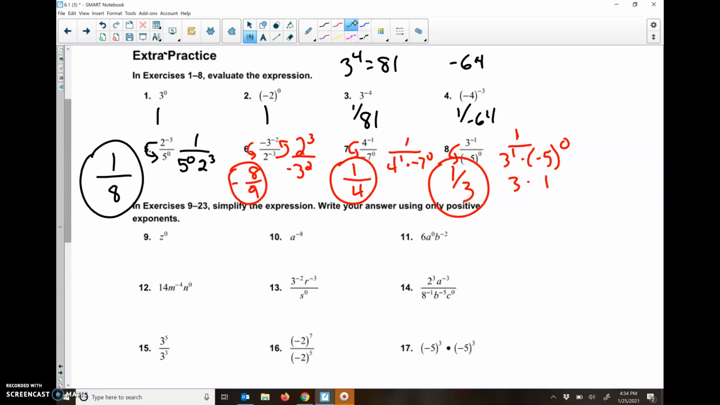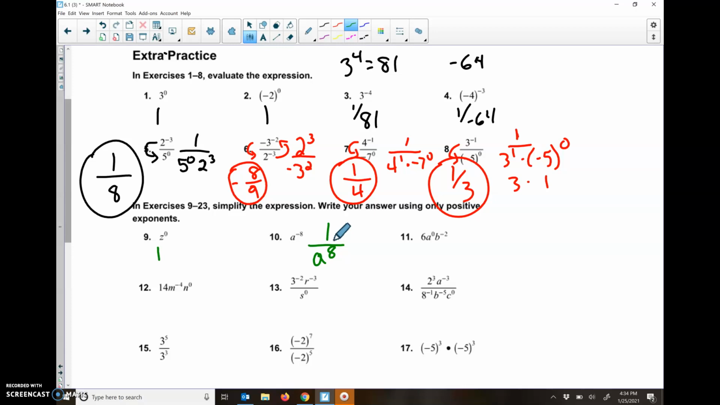Okay. Now we have some with variables as exponents. So z to the 0 power is 1. Remember, it doesn't matter what z is, even though we don't know what z is. Anything to the 0 power is 1. Now there's some exponents in here. So a to the negative 8th. Let's pretend it was like a 3 or something to the negative 8th. We would flip it. So 1 over a to the 8th. And we can't do anything else after that because we don't know what a is. If we knew a was 2 or something, then we could do it. But unfortunately, we can't.